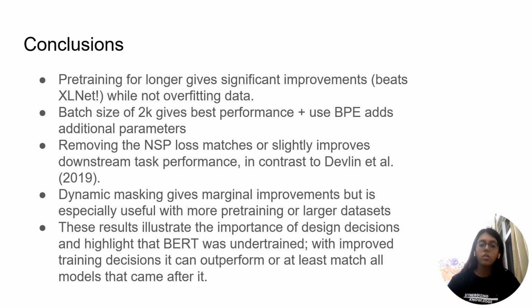Removing the NSP loss matches or slightly improves the downstream task performance in contrast to the original BERT paper that was proposed by Devlin and others. If you use dynamic masking, then that gives us marginal improvements in terms of performance, but it's very useful if you're going to do a lot of pre-training or use a large amount of data. So these modifications give the result that RoBERTa actually surpasses BERT in multiple benchmarks without overfitting to the training data.